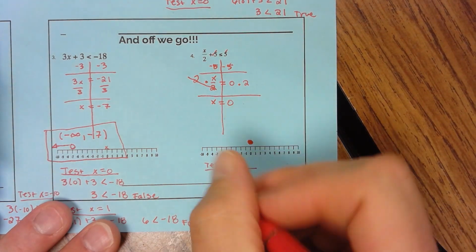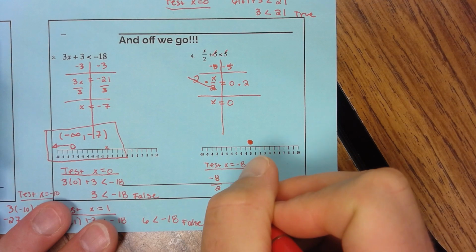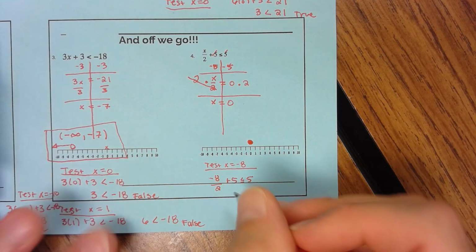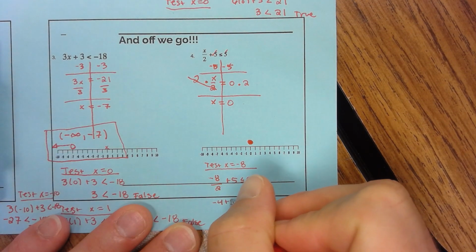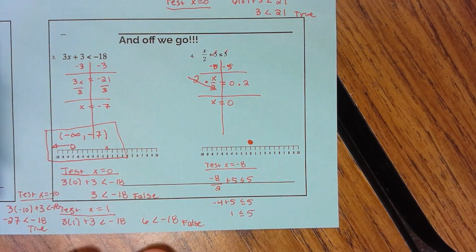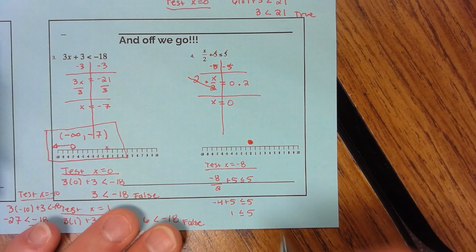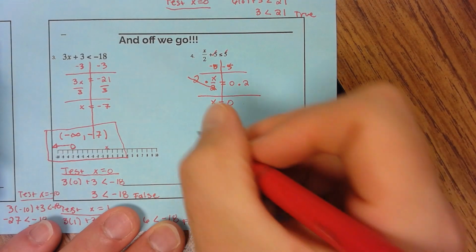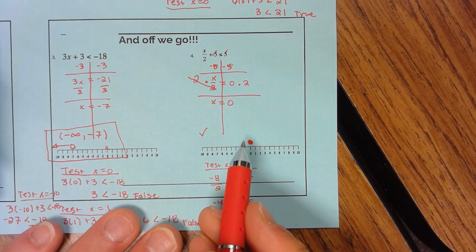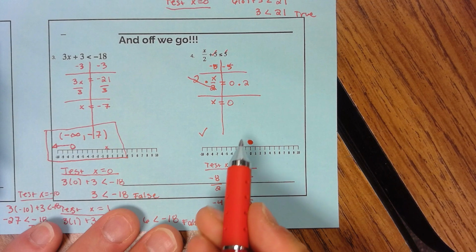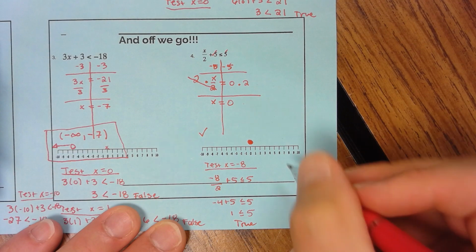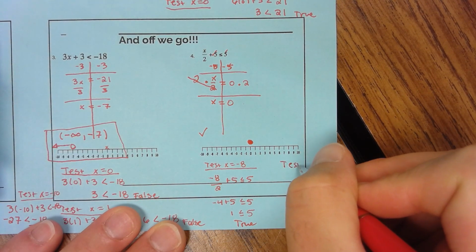So when I plug in -8, we have -8 divided by 2 plus 5, and is it less than or equal to 5? -8 divided by 2 is -4, and then plus 5 is 1. So is 1 less than or equal to 5? That's true, right? 1 is definitely less than or equal to 5. So that means that -8 works. And so initially, and right now, I'm thinking I need to shade towards that number that made the inequality true. So towards -8.